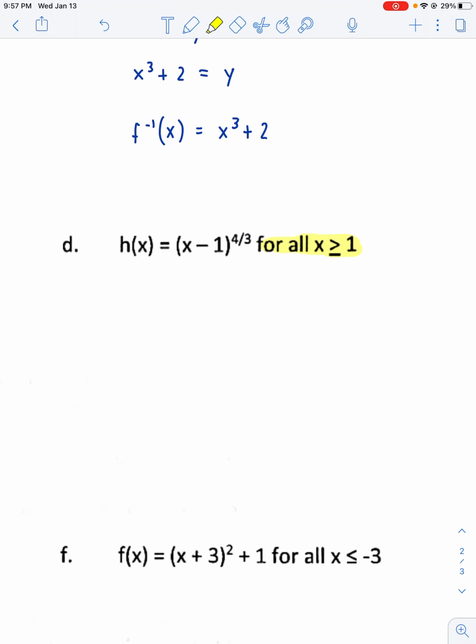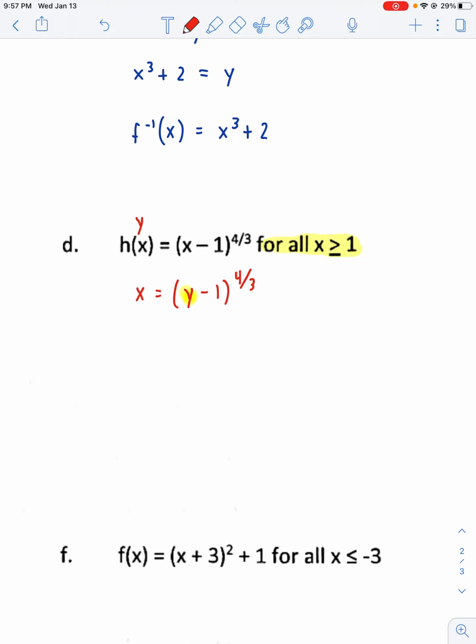So here we go. We switch x with y. Remember, this is y right now. We switch x with y, and then we solve for y. That's how we do it, and this is easier than you think it is.